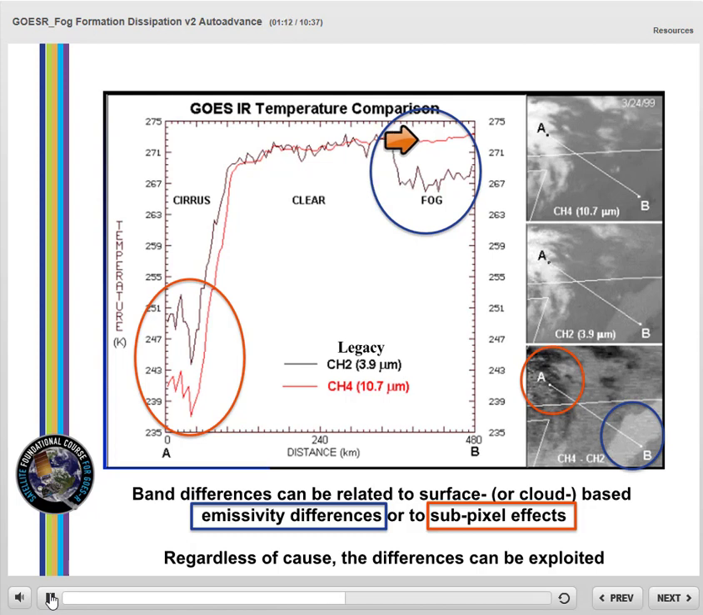In this cross-section from a fog bank to a cirrus deck, you see brightness temperature differences over the fog that are related to emissivity differences in the cloud, so that the 3.9 micrometer brightness temperature is cooler than that at 10.7 micrometers. Over the cirrus, subpixel effects cause a difference so that the 3.9 micrometer brightness temperatures are warmer than the 10.7 micrometer brightness temperatures. In clear regions at night, the 10.7 and 3.9 micrometer brightness temperatures are similar.